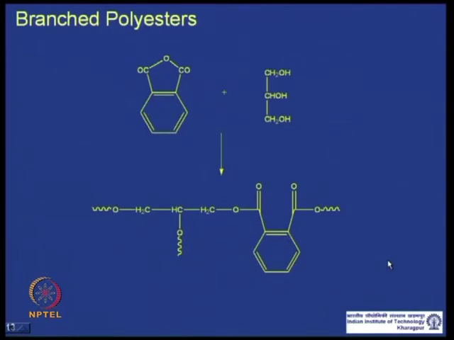We move to the next. We were just given a generic example of branching and cross linking in the last lecture. Here I show you definite examples. You have phthalic anhydride here and you have glycerol. When these two react, they form a linear chain along with a branch coming from this hydroxy group. So, this is one example of synthesizing a branched polyester.